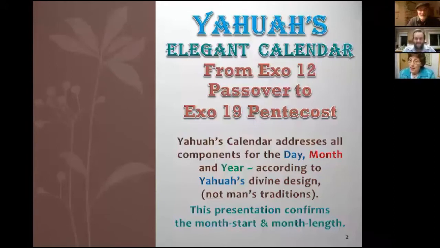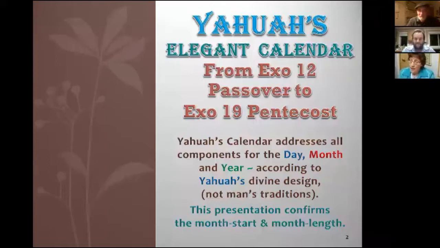So let's get started with rightly dividing the word of truth for Yahweh's Book of the Covenant Calendar, which is just an exciting study. Our journey today is going to start in Exodus 12 with the Passover. We will go through to the second month and do the Quail and Manna incident there in Exodus 16, and then we'll finish up at Exodus 19 with Pentecost at the foot of Mount Sinai.